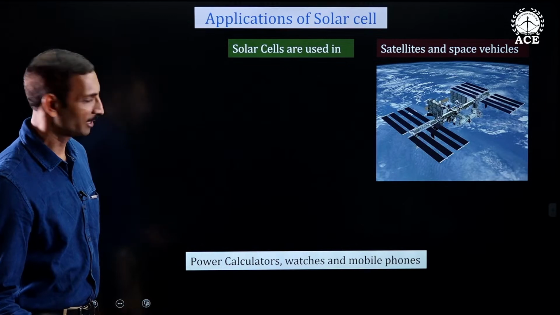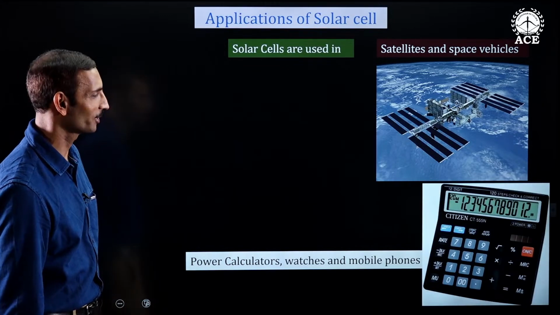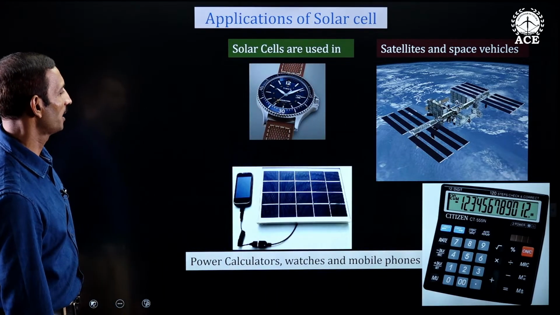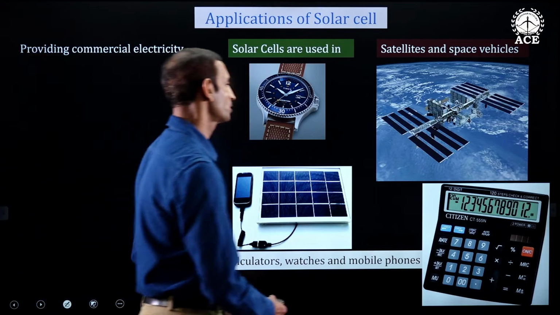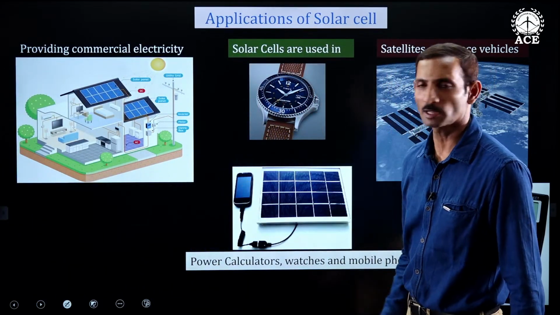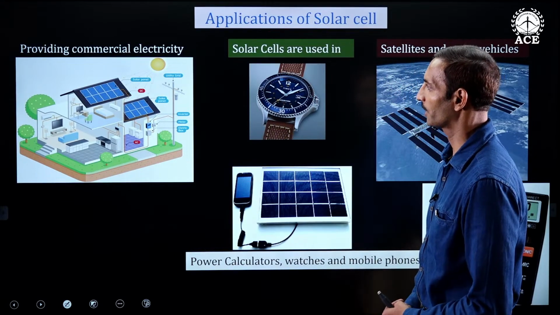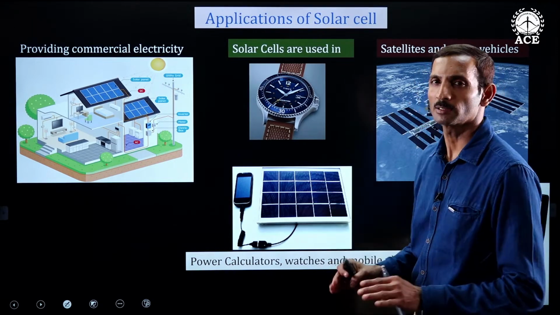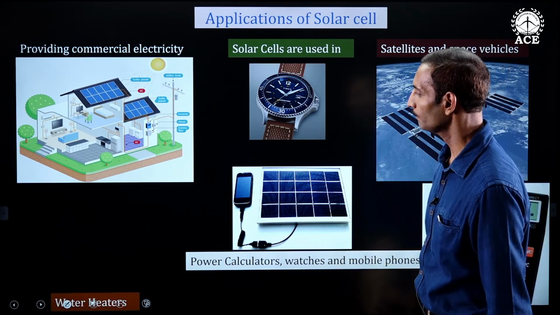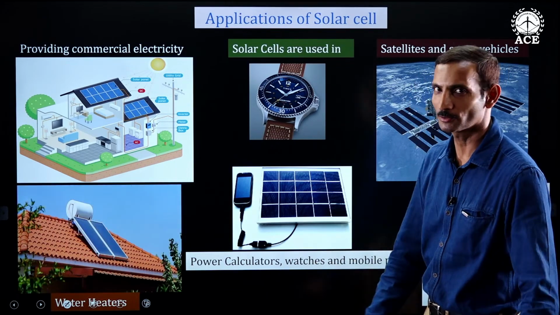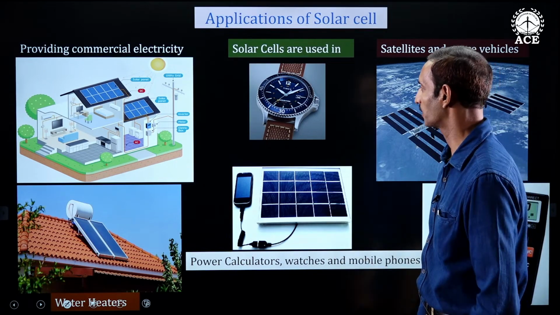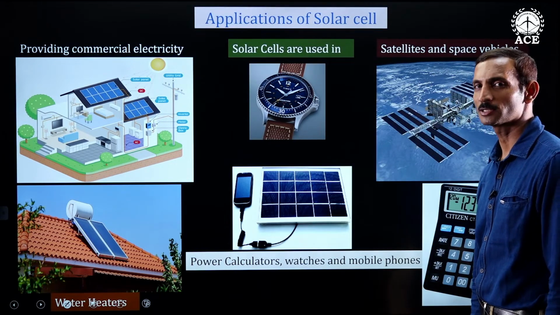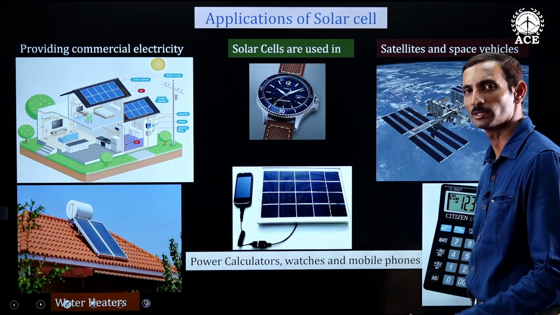They are also used in calculators, watches and mobile phones, as we know. There will be a solar panel in the calculators or watches that we use. They are also used in commercial electricity. Nowadays solar panels are quite regularly used, even for domestic production of electricity, though on a smaller scale. In solar water heaters also, solar panels are useful. So these are a few applications of solar energy, solar panels and solar cells, which store that energy.